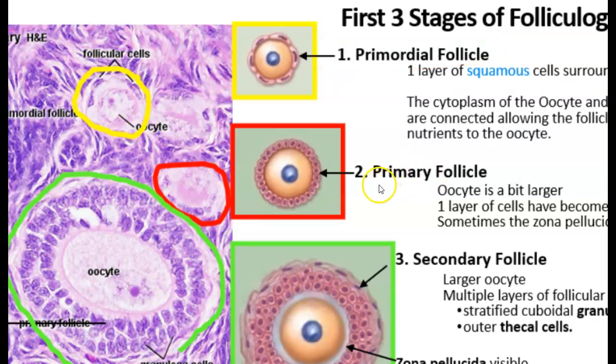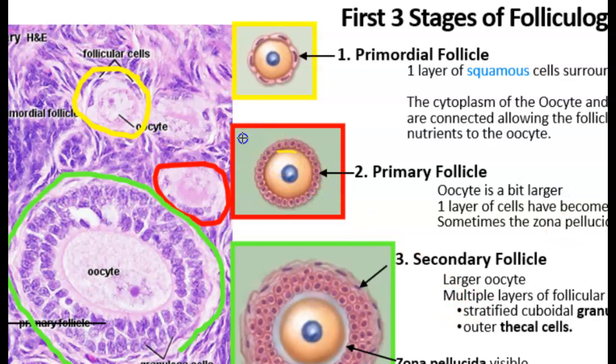The next stage is development of a primary follicle. Now the oocyte's a little bit bigger. That has to do with gonadotropin hormones as well. And the layer of cells have changed. The cells have changed in that one layer. They're now cuboidal.